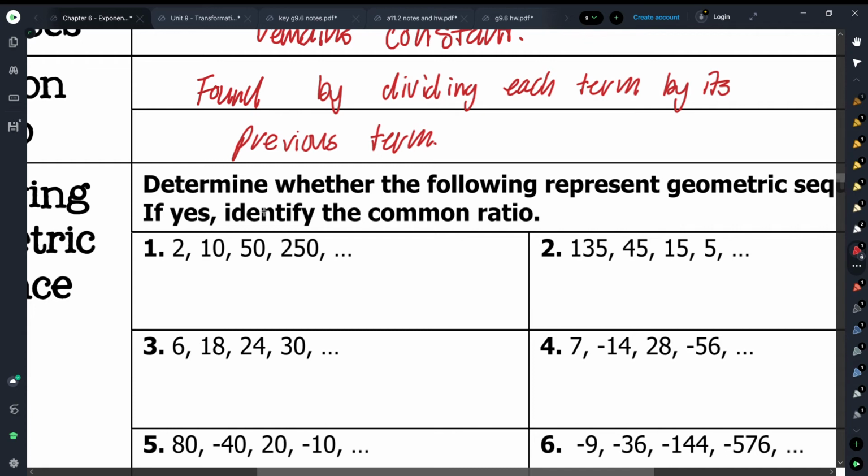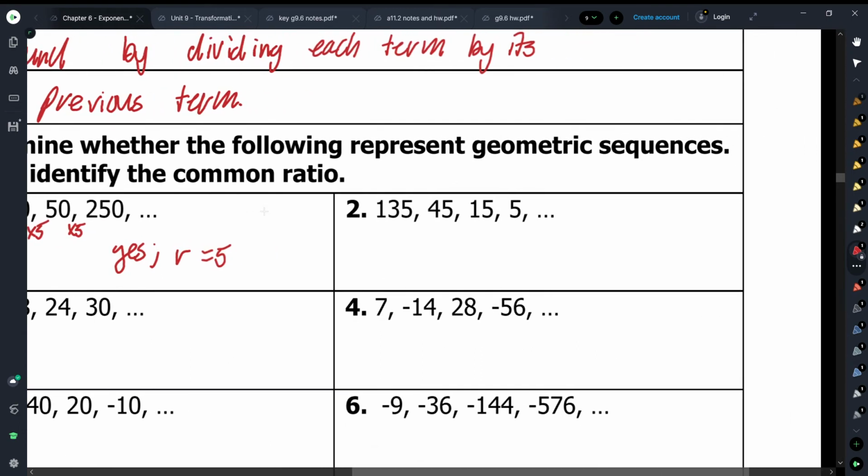Okay, so that's number one. From 2 to 10, I'm multiplying by 5, right? Again, from 10 to 50, it's times 5, and then 50 to 250 is also times 5. So yes, this is a geometric sequence, and my common ratio is 5. R is equal to 5. That's what defines a geometric sequence, the multiplying to each term. Number 2.